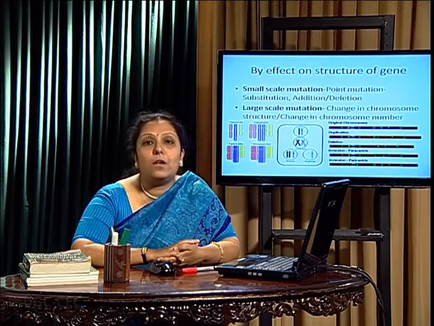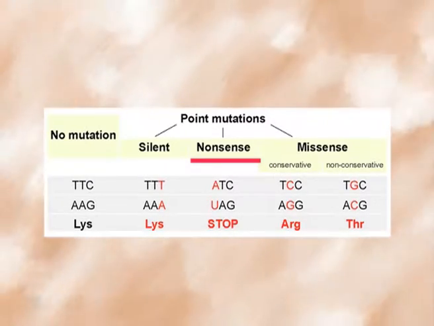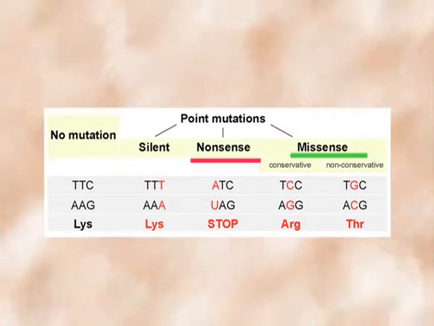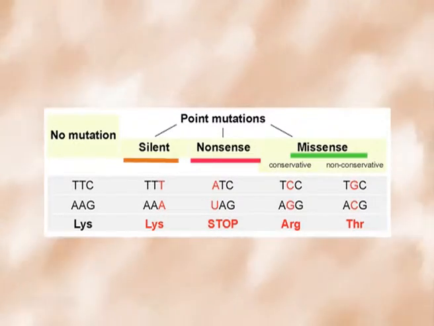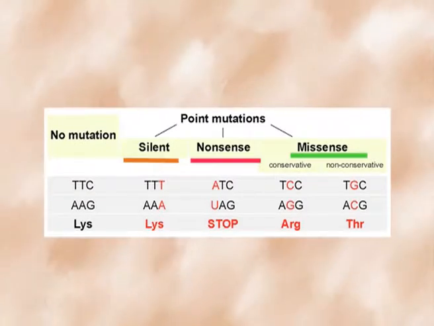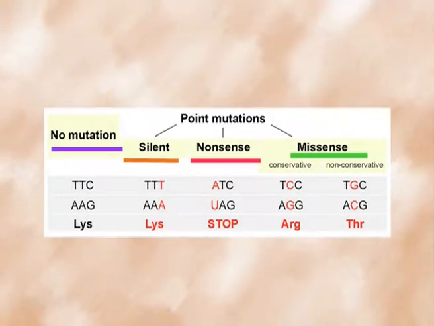it gives rise to the stop codon, called nonsense mutation. If it codes for a different amino acid, it is called missense mutation. If it codes for the same amino acid, it is called silent mutation. Sometimes it gives the neutral mutation. So that is all about the substitution.